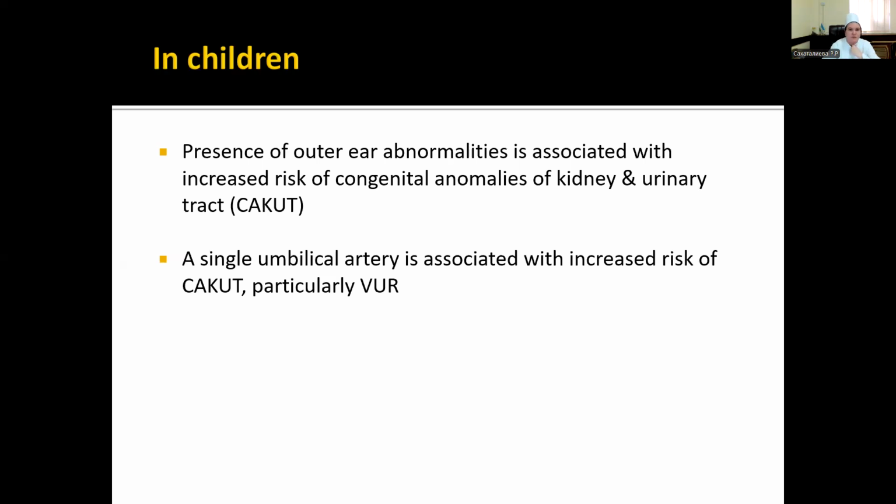Presence of ear abnormalities is associated with an increased risk of congenital anomalies of the kidney and urinary tract. A single umbilical artery is associated with an increased risk of CAKUT, particularly vesicoureteral reflux.